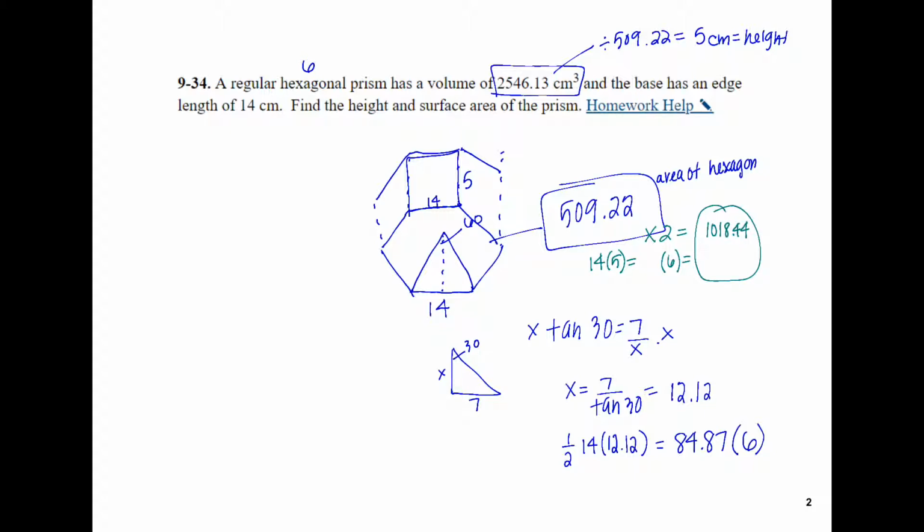So we get 509.22 times 2, which gives us 1018.44. If we do 14 times 5, we get 70. We then need to multiply that by 6 sides, and we get 420. So when we add those two things together, we get 1,438.44. We're talking about surface area, so we need units: centimeters squared.